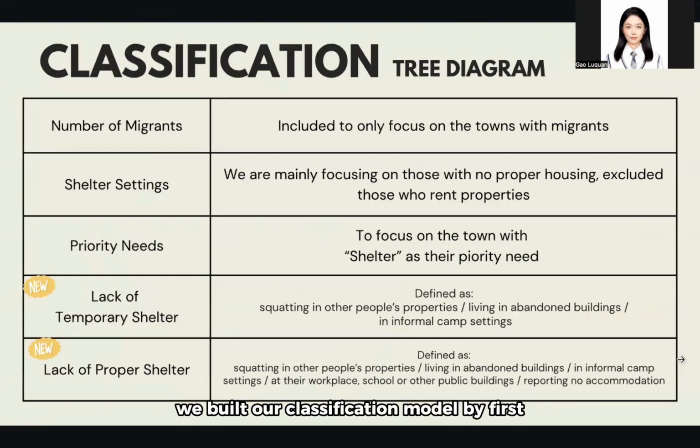We built our classification model by first focusing on towns with migrants, then we filtered out those renting properties to target people with no proper housing. We prioritized towns where shelter was the top reported need. We also added two new categories. First, lack of temporary shelter, referring to unsafe or illegal conditions like squatting in other people's properties, living in abandoned buildings, or informal camp settings. Second, lack of proper shelter, which refers to every shelter type in lack of temporary shelter, with the addition of people living in their workplace, school, or other public buildings. These help us to pinpoint areas most in need of urgent short-term shelter support.